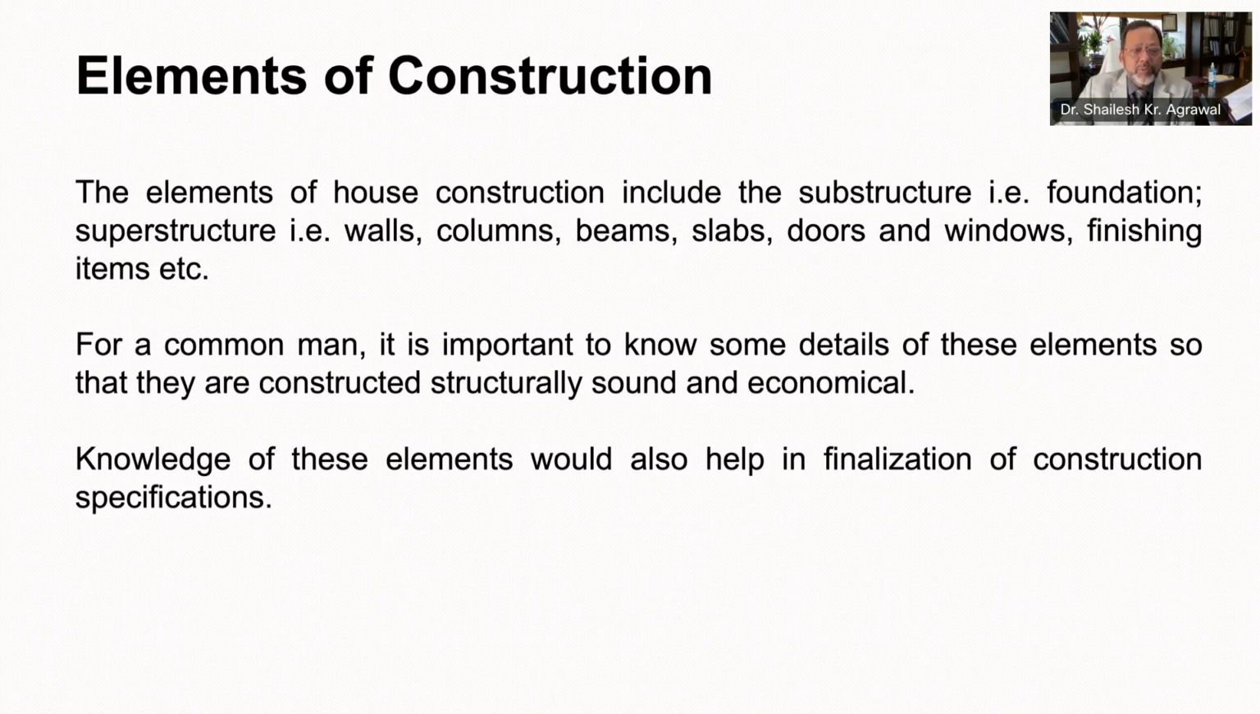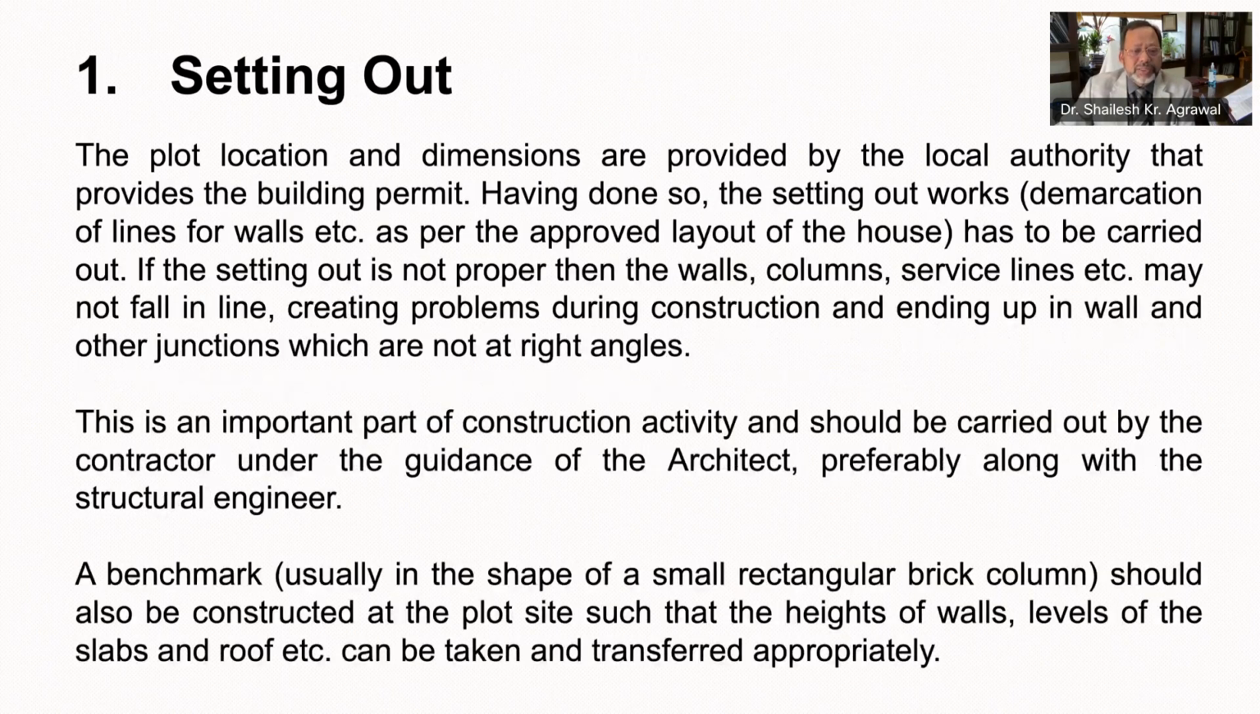sound and economical. First and foremost step for house construction is setting out works. That means demarcation of your plot area. Generally, the local authorities which provide the building permit give the plot location and dimensions, the demarcation of lines for walls, etc. as per approved layout of house has to be carried out properly. If this setting out is not proper, then walls and services may not fall in line, creating problems later, which may end up walls and other junctions falling either out of line or not at right angles.